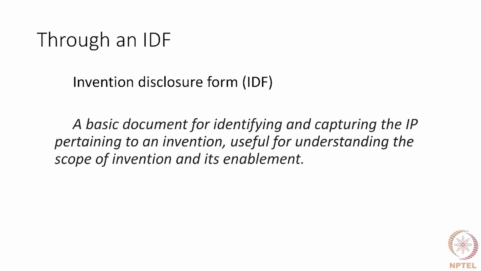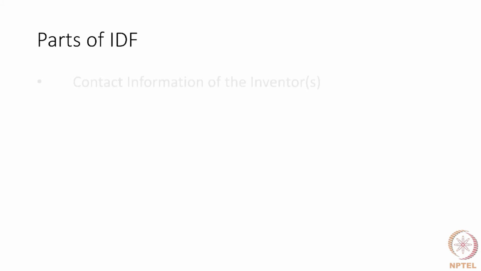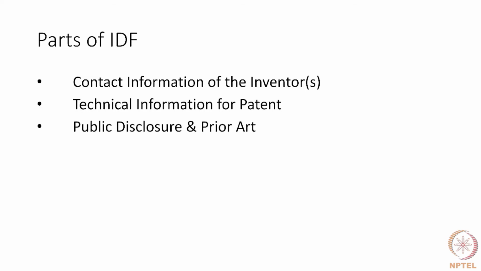Now, we had seen one way you can do this is through an IDF. The IDF helps you to get the disclosure of the invention. The IDF is a basic document for identifying and capturing the IP pertaining to an invention, useful for understanding the scope of the invention and its enablement. Now, we had seen that an IDF has different parts. It has a part A. It has a part where the contact information is mentioned, the technical information is mentioned, a part where the public disclosure and prior art is mentioned, and in some IDFs you will find that there is a market valuation and licensing also that is captured.